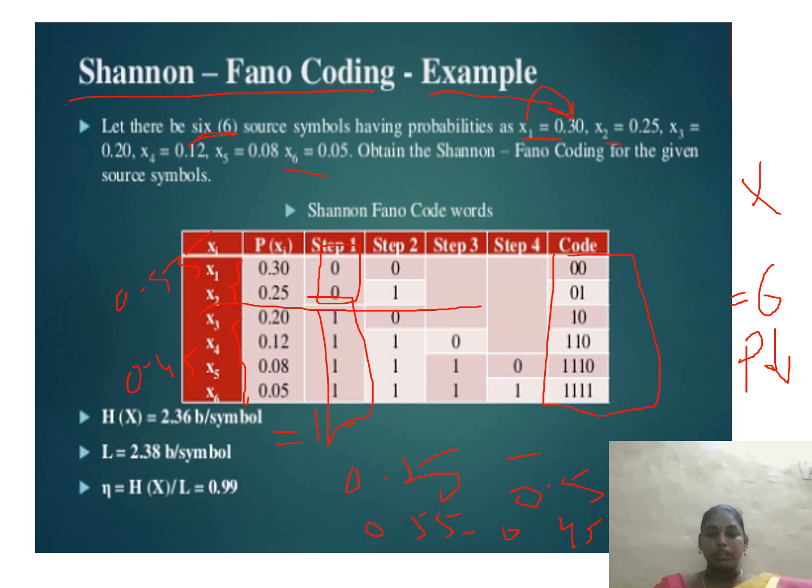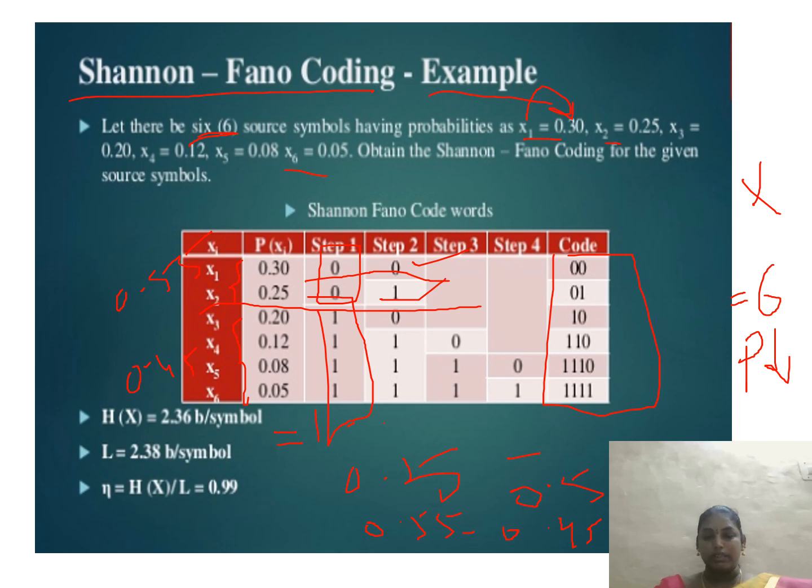If you see here, we have the first probability 0, 0, and all the other probabilities 1. Then again the upper probability has 2 values, so we need to divide this into 2 sets, and by default the upper set is 0 and the lower set is 1. The upper set does not have a further partition, so we move on to the next probability.